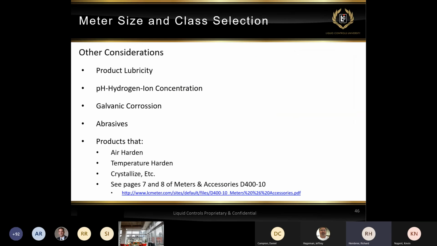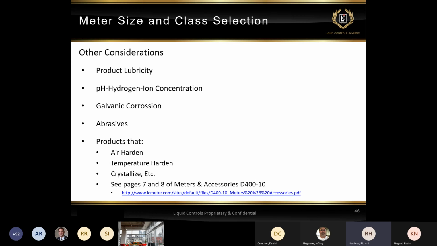Other considerations to look at is the product lubricity. A well lubricated product is going to last longer in the meter. If you get a product that has no lubricity, then we need to look at carbon inserts instead of metal. So just try to find out as much information as you can.